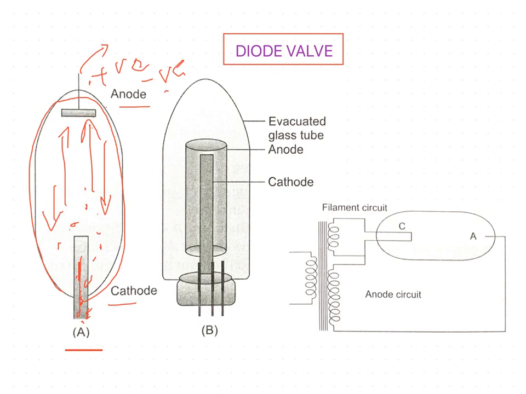This proves that the diode valve helps in the circuit in unidirectional flow of current. Such valves are used for rectifying alternating current. The intensity of the current that flows across the valve depends upon the heating of the filament and also on the potential difference between the filament and the plate.